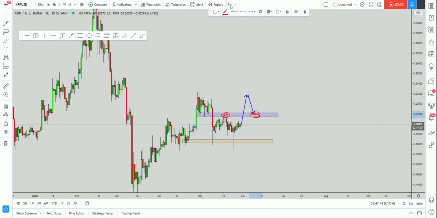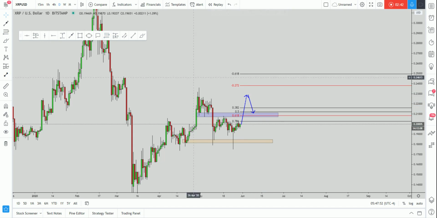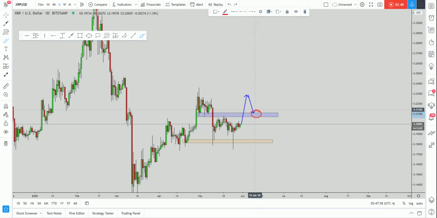Here we will have the confluence of this impulse correction and impulse pattern to the upside. We will have the confluence of the Fibonacci taken from the low to the high of the impulse, possibly at 0.618 golden ratio Fibonacci, confluence of support exactly at this zone.